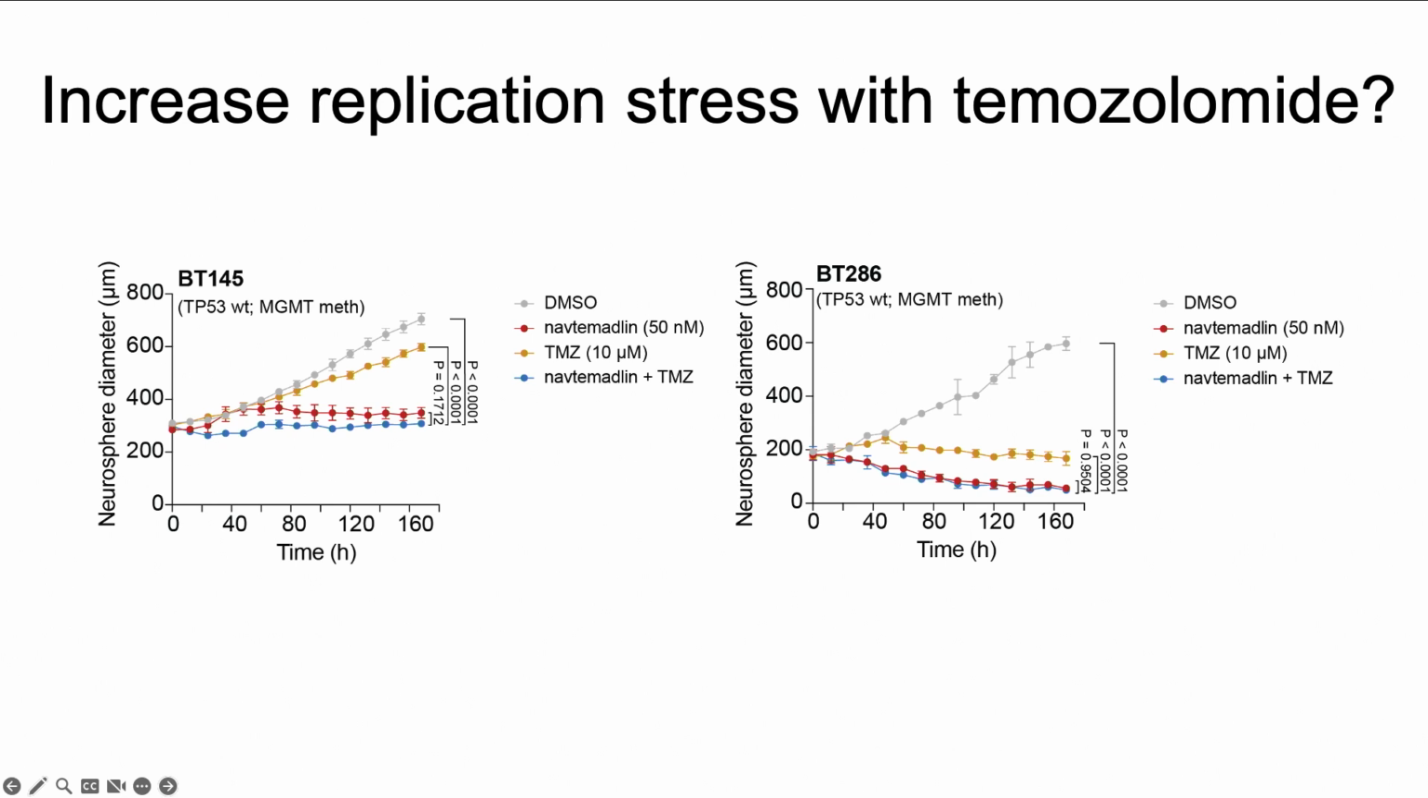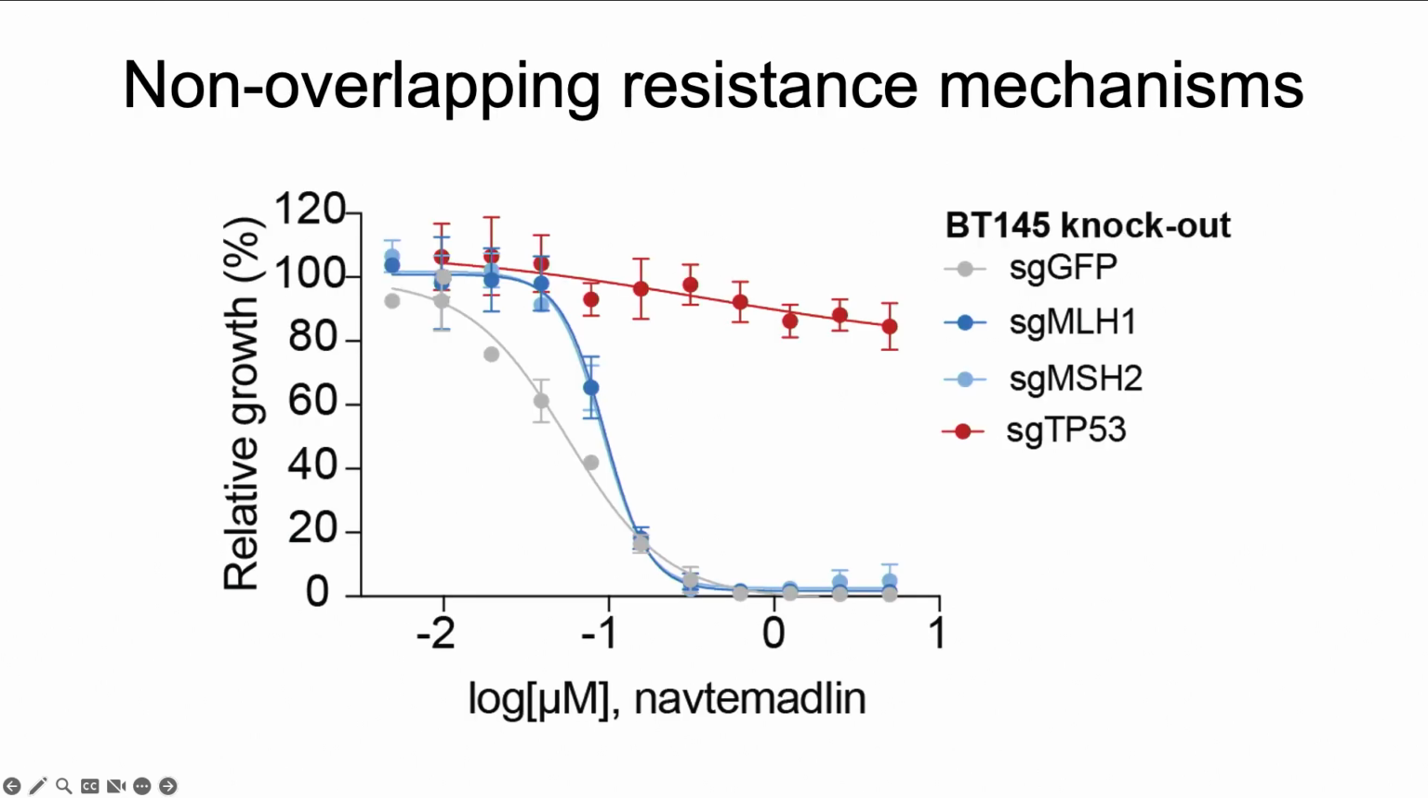Well, the standard treatment for glioblastoma is temozolomide, standard chemotherapy. Well, actually, there are two treatments, radiation and temozolomide, and both of them increase replication stress. Arm 2 of the trial is a combination of naftamadlin with radiation. So we decided to test temozolomide as well. And in fact, what we saw is that for both of these lines, the combination of naftamadlin with temozolomide led to decreased growth relative to either agent alone.